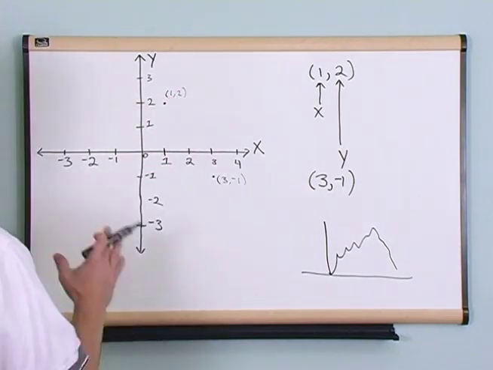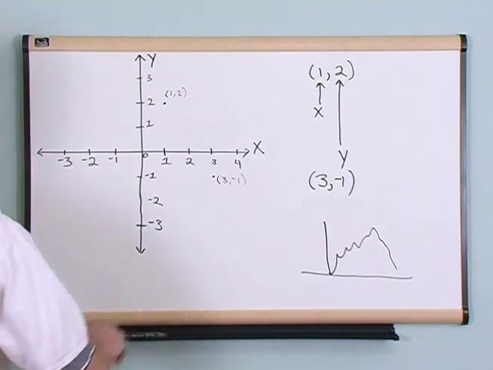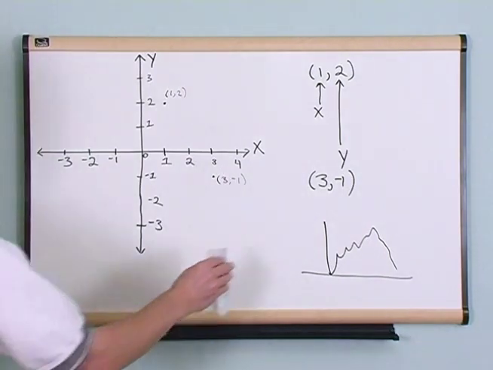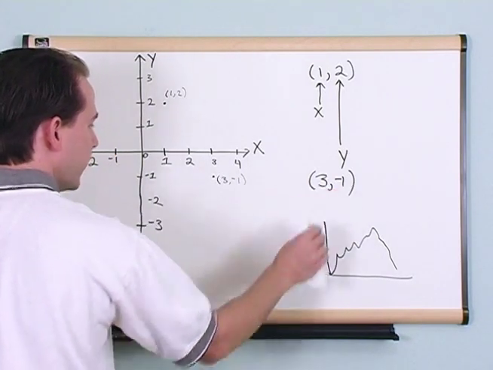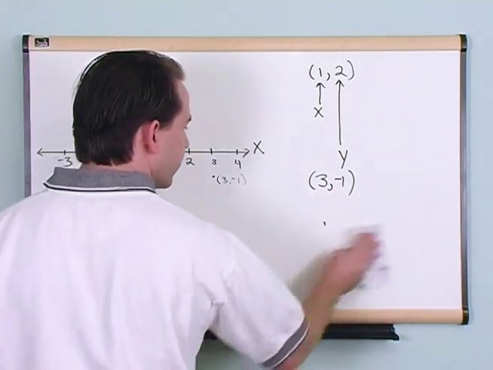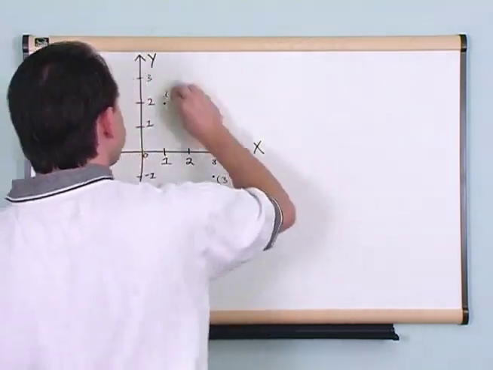So that is the basics of how you plot a point. That's really the gist of it, and all you need to remember is that you have the x number first and the y number second. Now let's go ahead and use this a little bit to do something more like algebra.